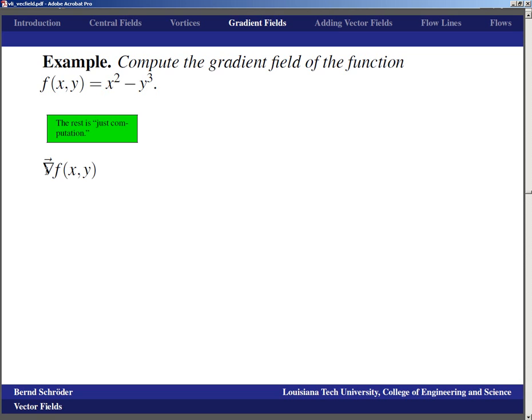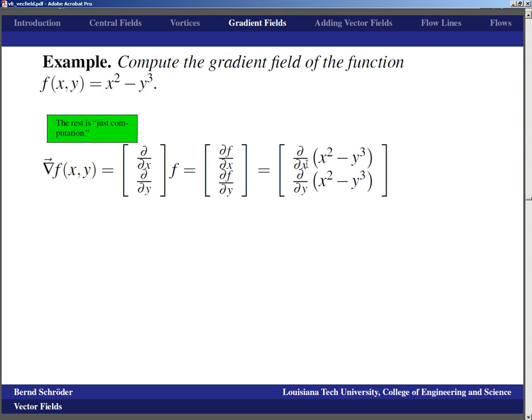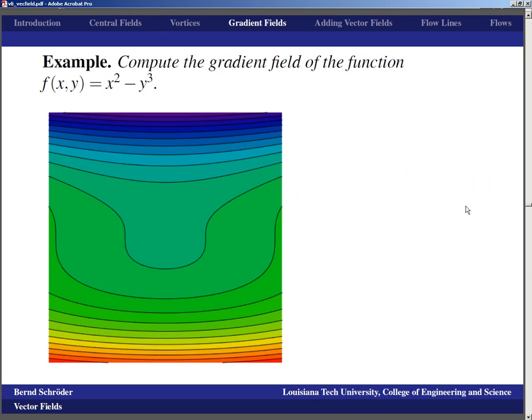Nothing to it, right? We just take nabla f of x, y, which is the nabla operator scalar multiplied with the scalar f. That gives us partial f with respect to x and partial f with respect to y, which is the partial with respect to x of x squared minus y cubed, and the partial with respect to y of x squared minus y cubed, which gives us 2x and negative 3y squared, and that's it.